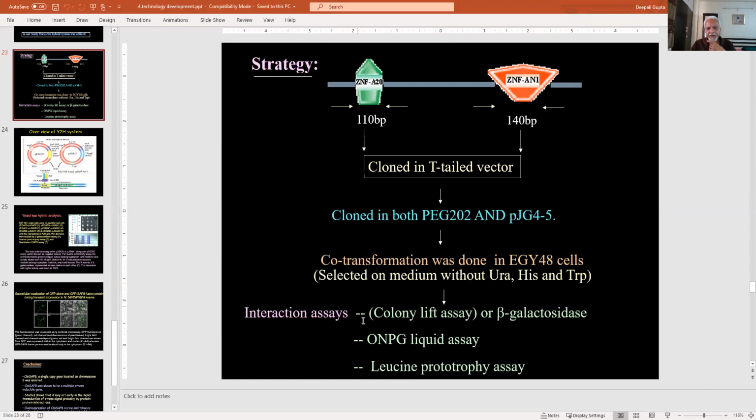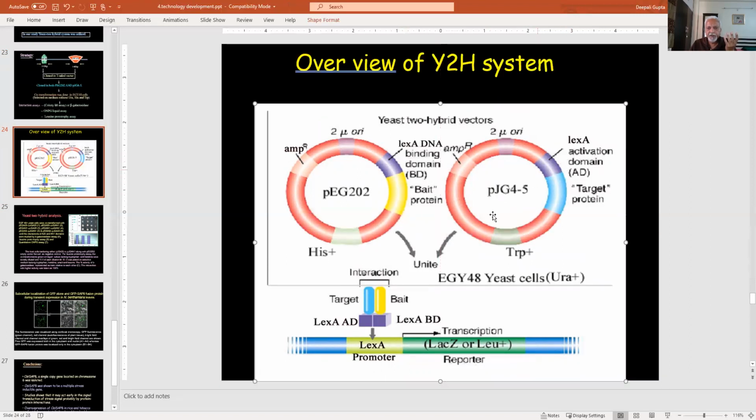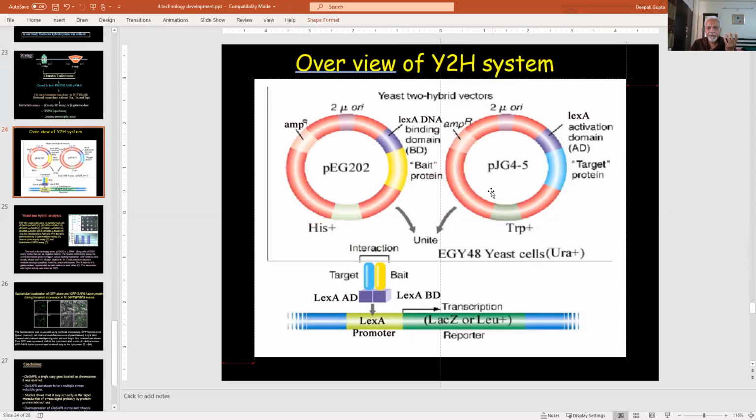And then they were selected for these interactions, like beta-galactosidase or leucine prototrophy assays. So how it is done, this is clear in this. The yeast two-hybrid system uses the bait and prey concept. So this is bait and this is the target protein. Those domains were cloned here and here, which were amplified.